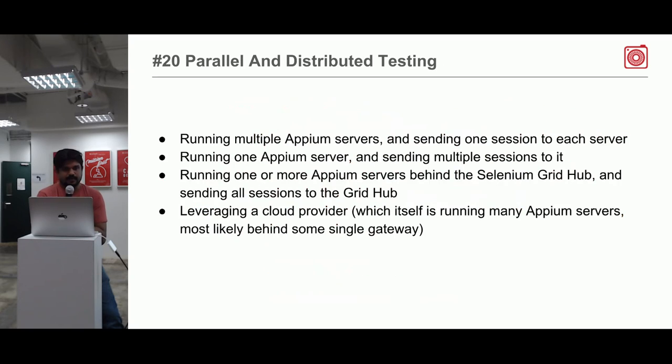Okay, parallel and distributed testing. This is a very vast, big topic, but we will give an overview of how it's possible to do parallel and distributed testing with Appium. So there are 4 ways. The first one, you can run multiple Appium servers and send one session to each server, which means I can run multiple Appium servers on different ports like 4723, 4724, and just give that particular path to the driver and it will be instantiated. Second one, run only a single Appium server and send multiple sessions to it.